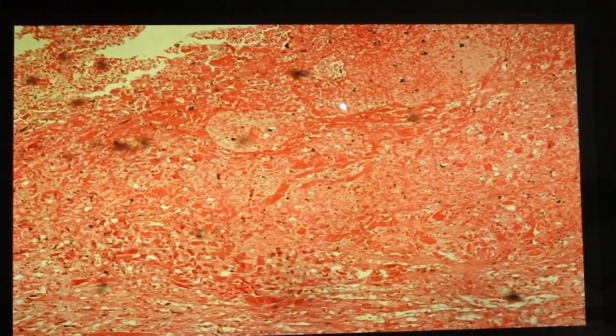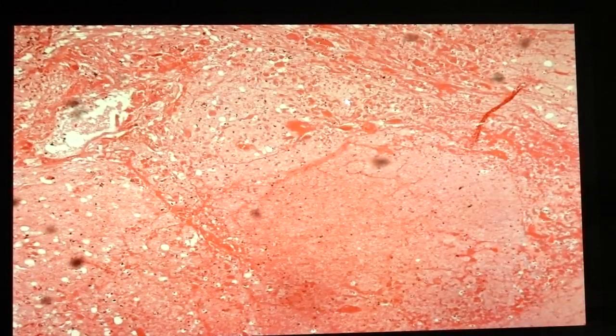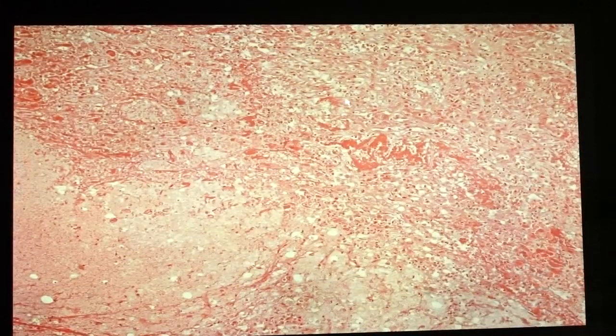So let us look at the slide. You can see areas of hemorrhage. Looking at higher power, you can see areas of hemorrhage and necrosis, and then later on we would identify the presence of atypical cells.